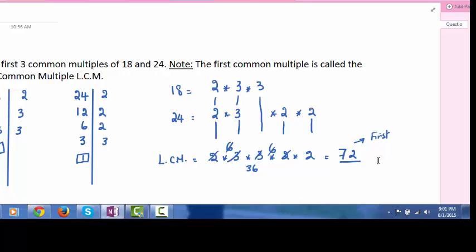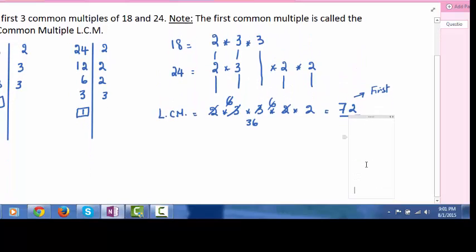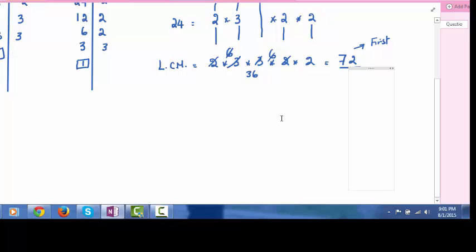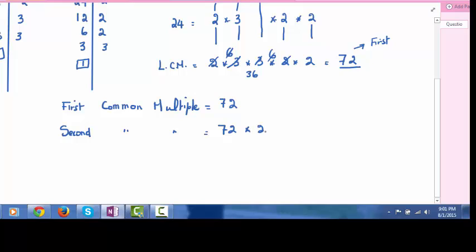So now, how can I find the next ones after that? To find the second and the third, it's very easy. All we have to do is take the first one and multiply it by 2 and by 3. So if the first common multiple equals 72, the second common multiple equals 72 times 2.